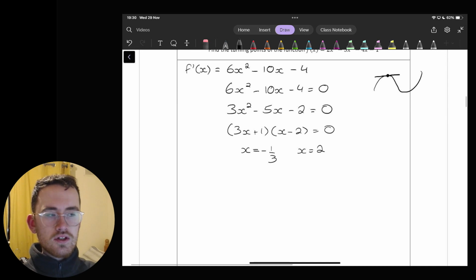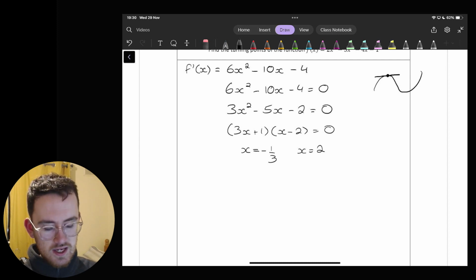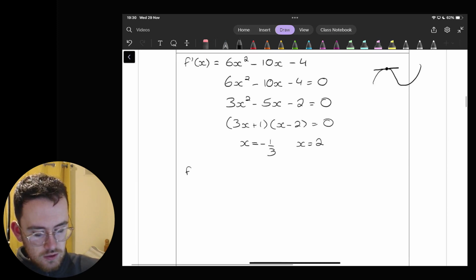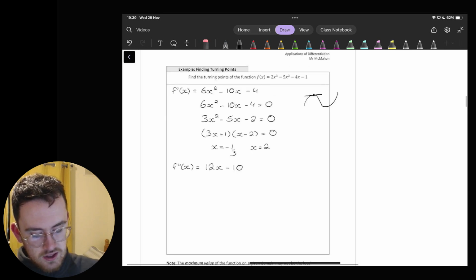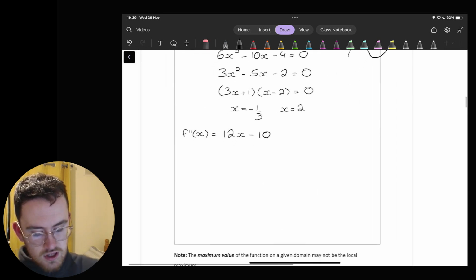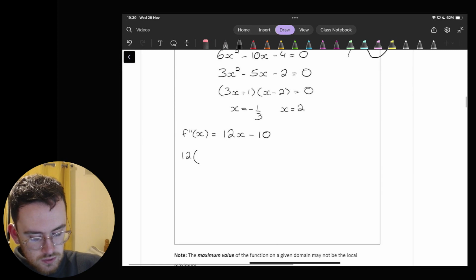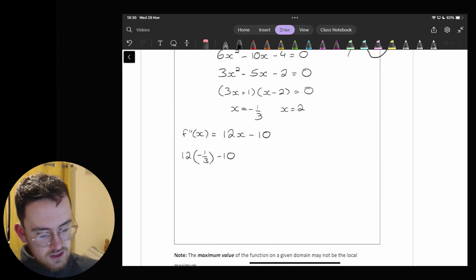So we want to determine whether it's a maximum or a minimum, and we want to find the y values that go with each of these points here. So let's start by determining whether it's a maximum or a minimum for each point. So let's find the second derivative. That's going to be 12x minus 10. So we're going to take each of our points. I'm going to start by subbing in the minus 1/3. So 12 times minus 1/3 minus 10, and that's going to give me an overall value.